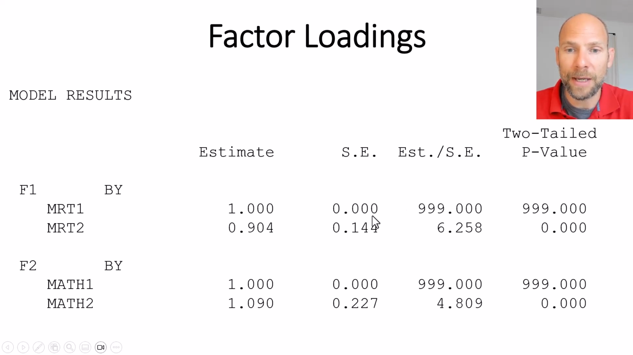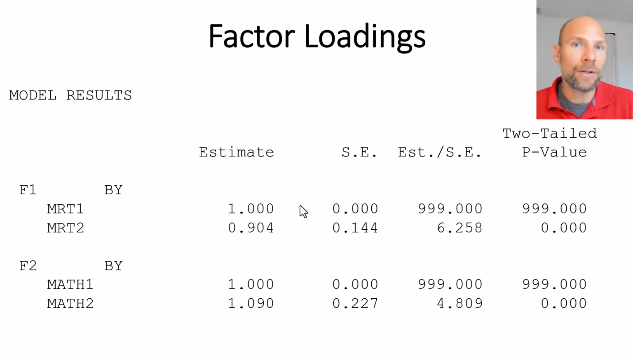You can see Mplus put a 0 here for the standard error and put a 999 for the estimate divided by the SE, which is a Z statistic, and also put a 999 for the p-value. So there's no significance test available for a loading that is fixed because it's not an estimate. And so this is normal for an unstandardized solution. We don't have to worry about it.